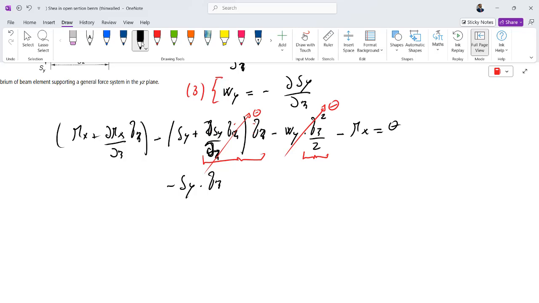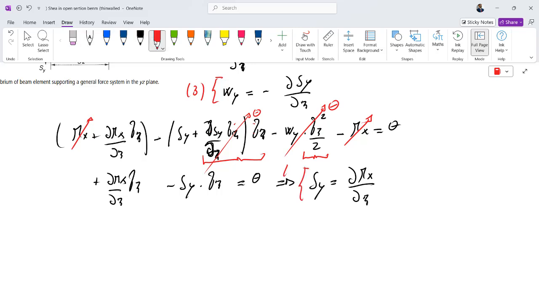Here we have Mx, which can be simplified, and we obtain plus the derivative of Mx with respect to z times dz equals minus Sy times dz equals 0. So we obtain that Sy is equal to the derivative of Mx with respect to z. So you obtain this relation, the fourth relation, linking the shear force to the moment.